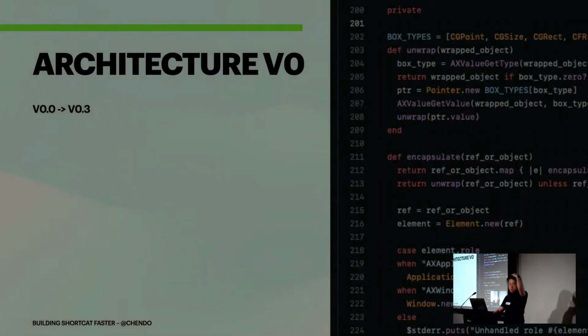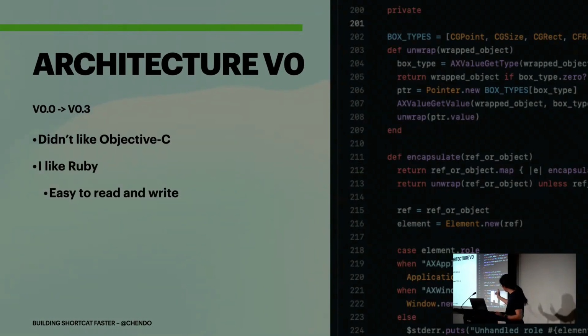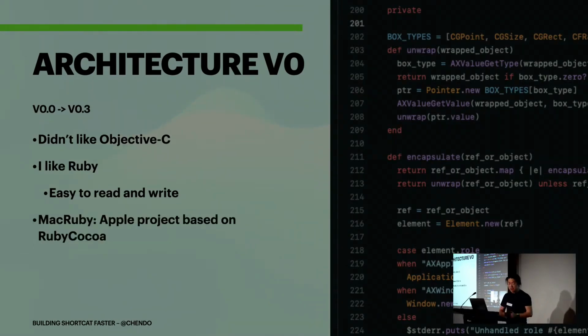So with that in mind, to pick the first architecture for Shortcat, I realized after building that iTerm feature that I didn't like Objective-C. It's kind of verbose, with too many square brackets for me. I like Ruby, so it's easy to read and write, at least for me. That screenshot there is a bit of the prototype code for Shortcat that I first hacked together. And I found there was a project called MacRuby, which is an official Apple project, which was based on Ruby Cocoa, where the idea is you can use Ruby to write Mac apps.